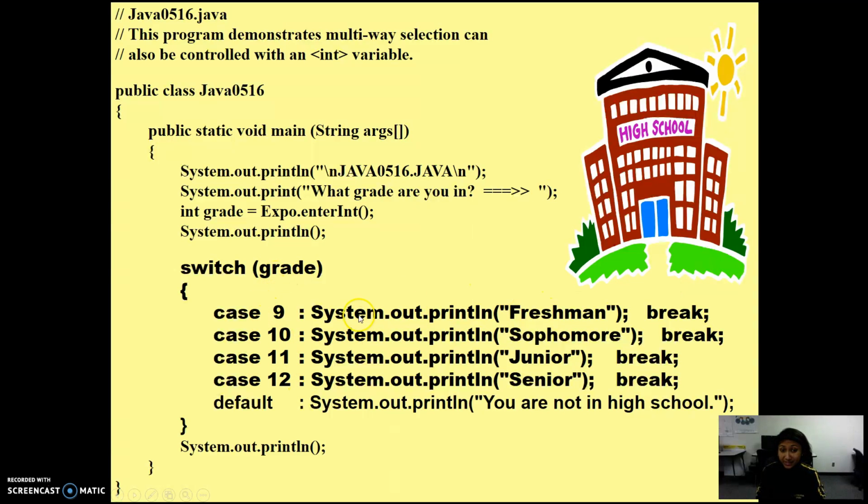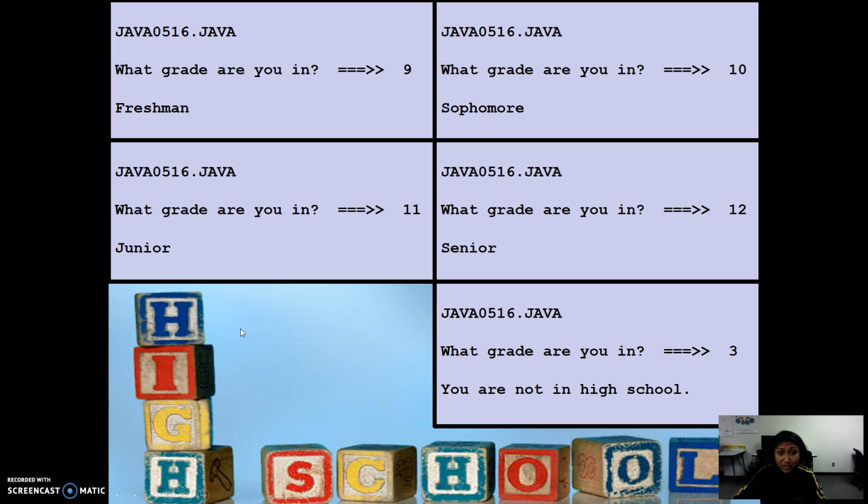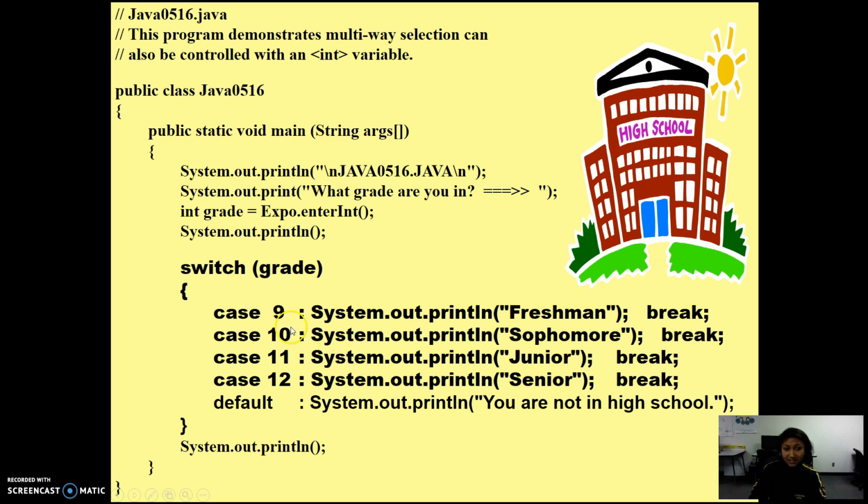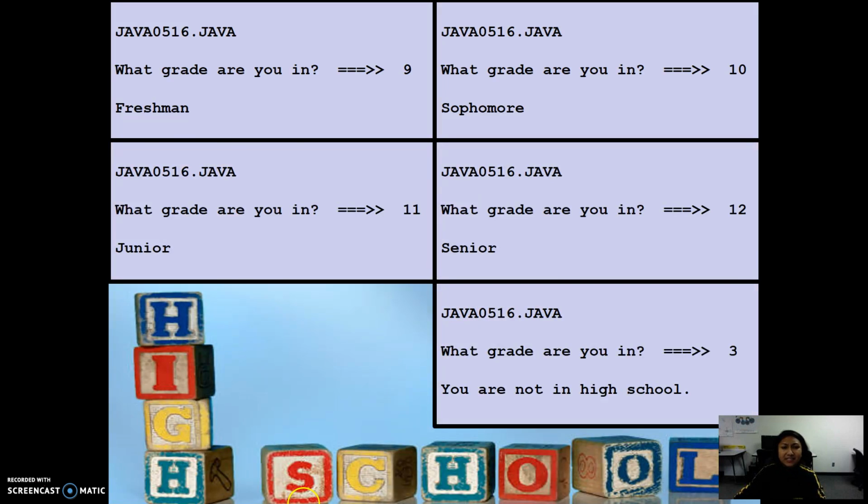And as you test your different cases, again, you don't want to put it all in one line, okay? You want to hit enter, tab, and put system.out below that. And then break. So what do we think if the user had entered, let's say 9, freshman, 11, junior, right? These are all expected, you guys, right? And if you entered something that was not listed below that, like 3, it says you are not in high school. That was the default. Okay.